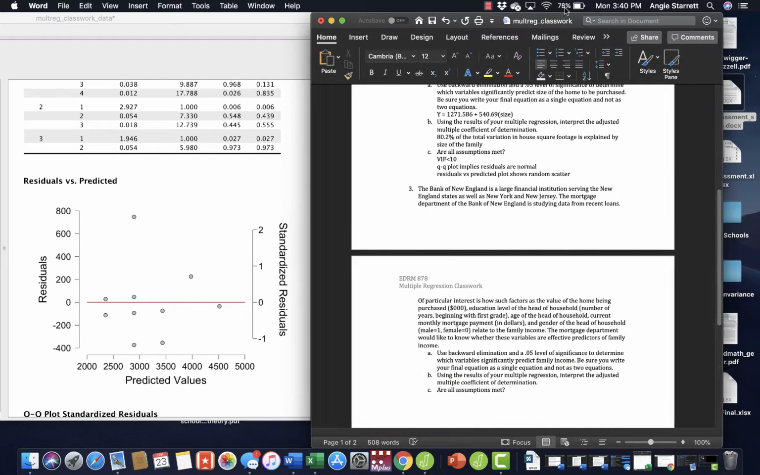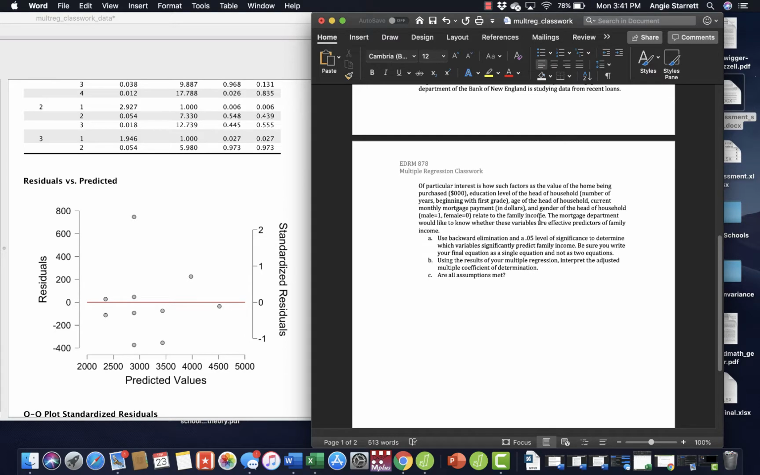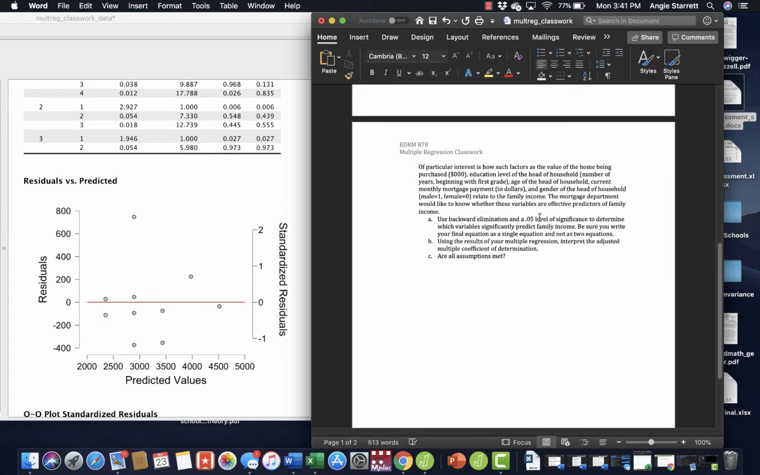All right, last question here. The Bank of New England is a large financial institution serving the New England states as well as New York and New Jersey. The mortgage department of the Bank of New England is studying data from recent loans. Of particular interest is how such factors as the value of the home being purchased, education level of the head of household, age of the head of household, current monthly mortgage payment, and gender of the head of household relate to the family income. The mortgage department would like to know whether these variables are effective predictors of family income.